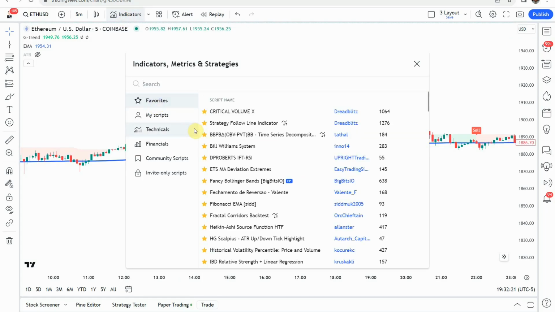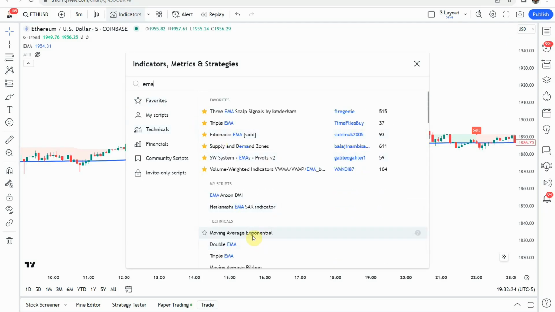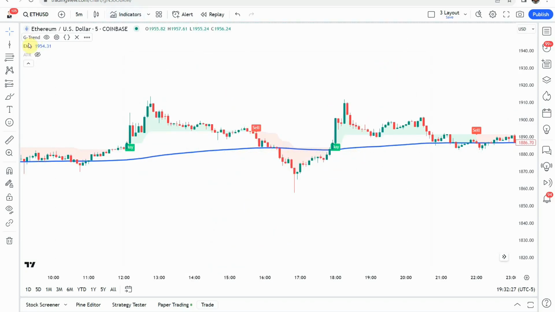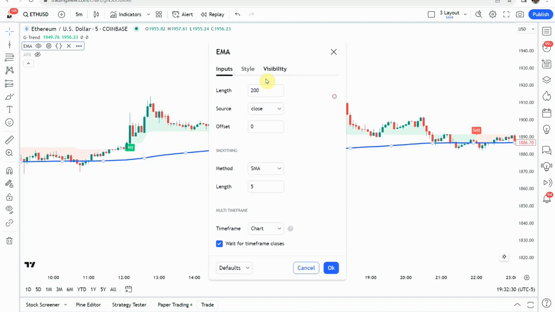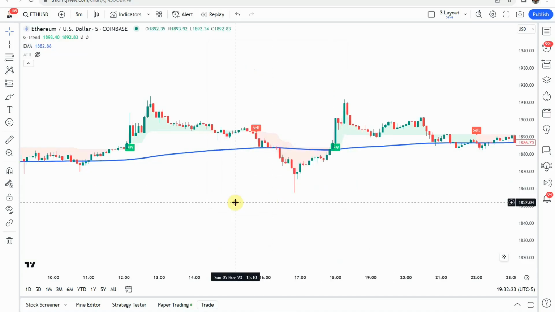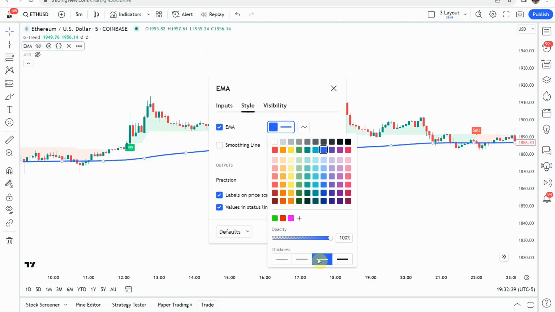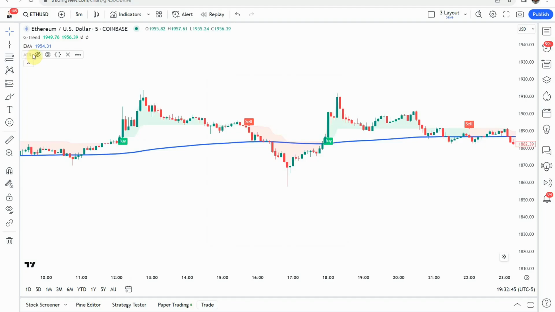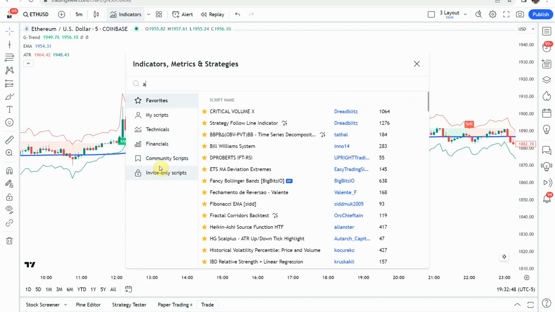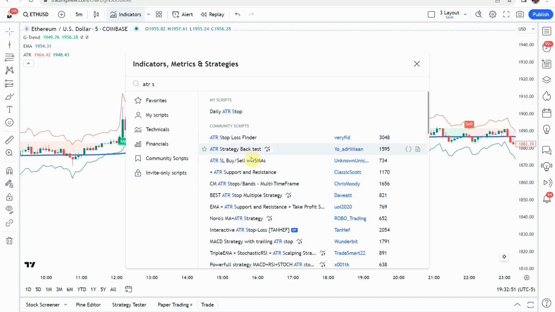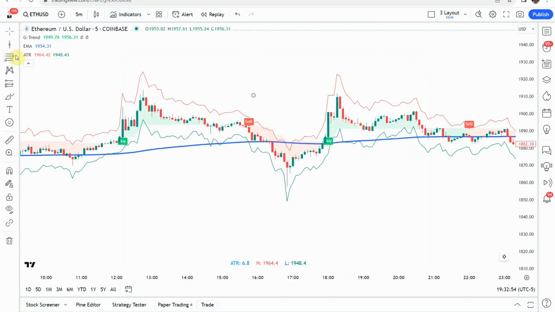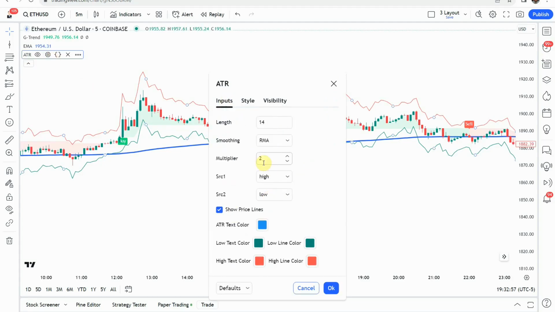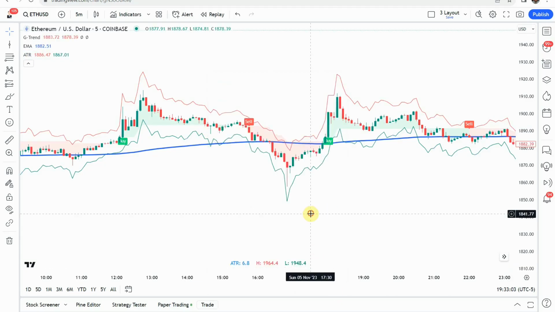The next indicator you will put on screen is going to be an EMA, so exponential moving average. You'll go ahead and add that to the screen, like I said, and change that to a 200 period, and you can do whatever you want with the style. I have mine on blue with a pretty high thickness or weight on the line itself there. And then the next indicator I'm going to put on screen is going to be the ATR stop loss finder right here. And that one is going to be set to a multiplier of 2, the default 14 length.